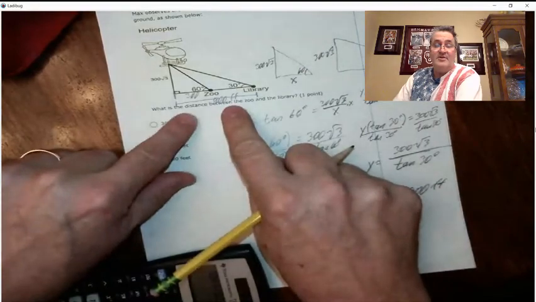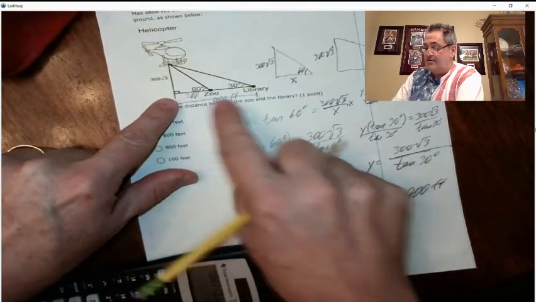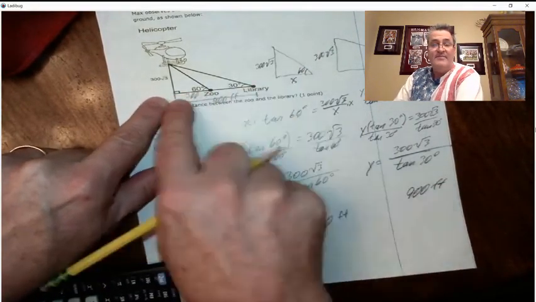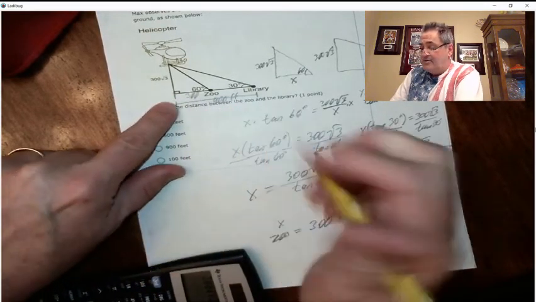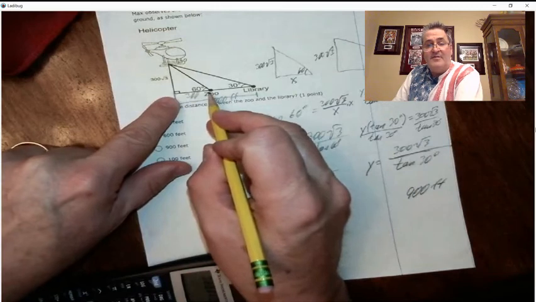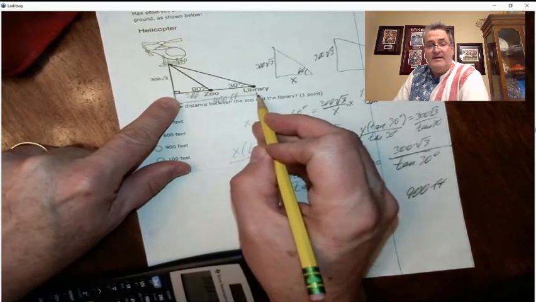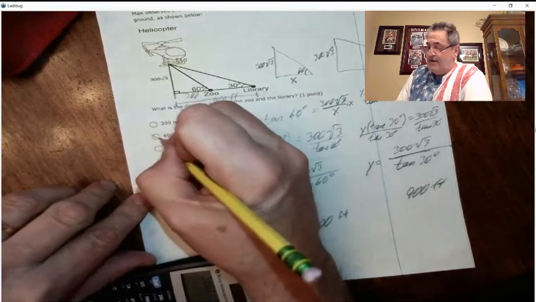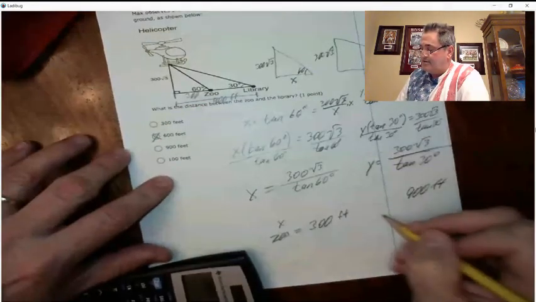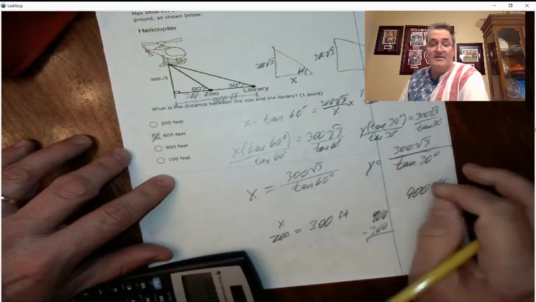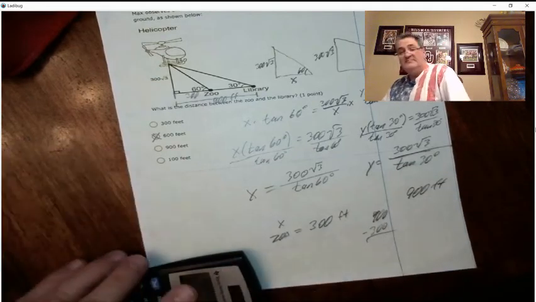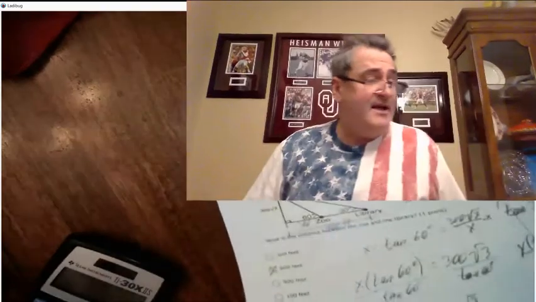So make sure you know what you calculated. We calculated this is 300 and this is 900. What's the distance between the zoo and the library? If the zoo's 300 feet away, how much farther do I have to go to the library to be 900 feet? 600 more feet. We subtract those. 900 minus 300 gives us the 600 feet. We're done. That's it. That's the last one.